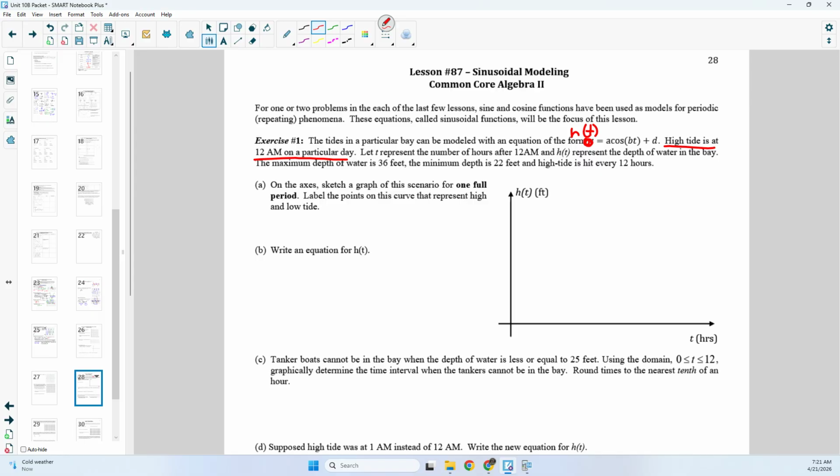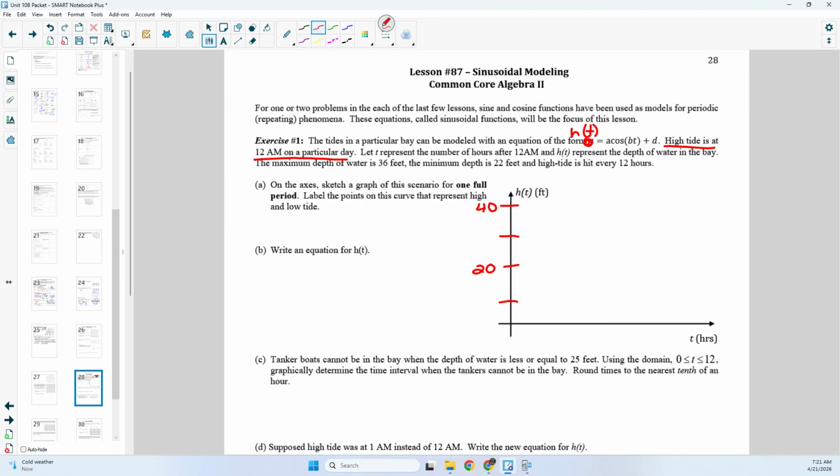First, tides are periodic, so we would use a sine or cosine equation to model them. And we're going to try to graph this out. Now, sometimes I think it's easier to write the equation first. Sometimes I think it's easier to graph first. We're going to go in the order that it says. So we're starting at high tide. So that means when T is 0, we're going to start at the high tide. My high tide is 36. So maybe I make my graph go up to 40.